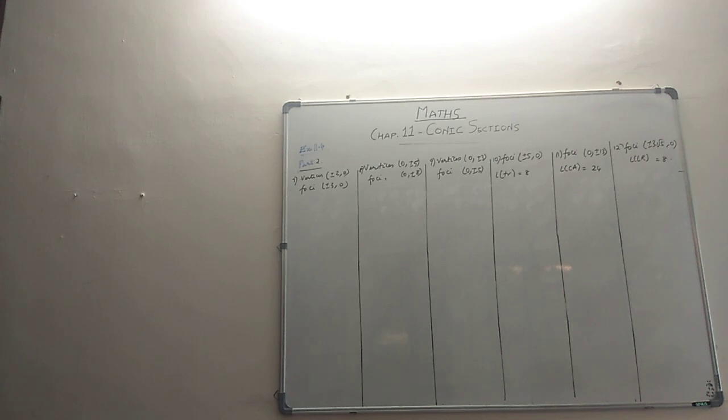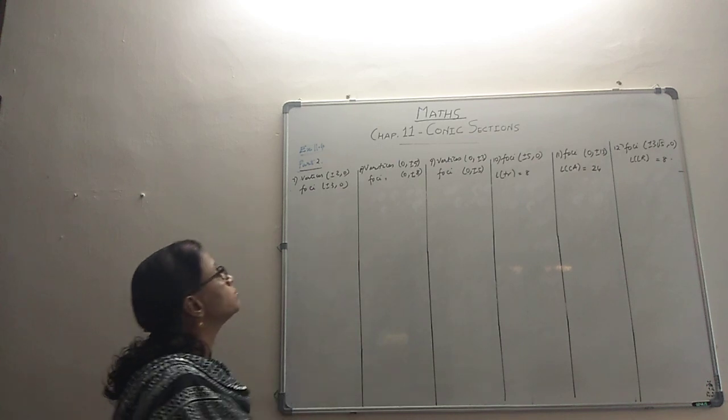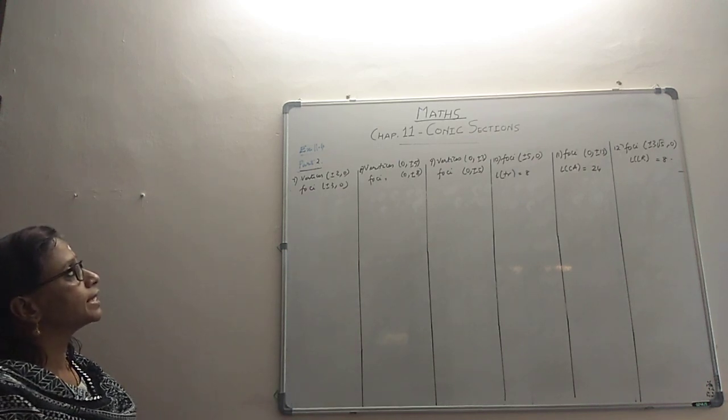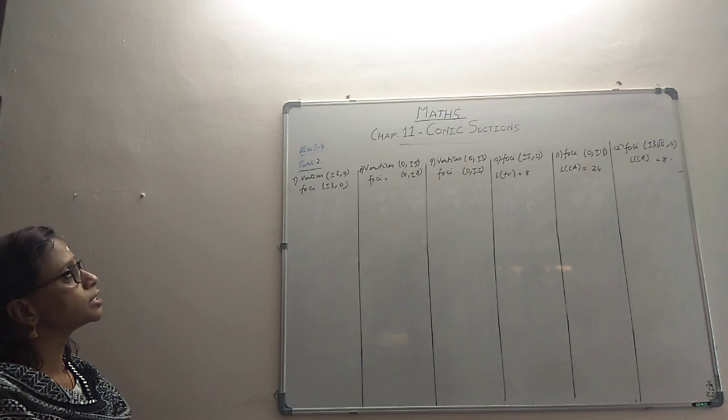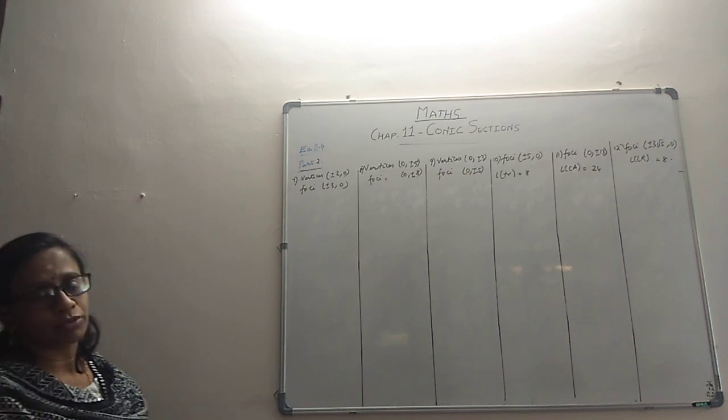Hello folks, we take the part 2 video of this exercise 11.4 and now we are coming up with the next lot of problems. In problem number 7, they say that there is a hyperbola whose vertices are given as plus or minus 20 and whose foci are plus or minus 30. You have to find the equation of the hyperbola.